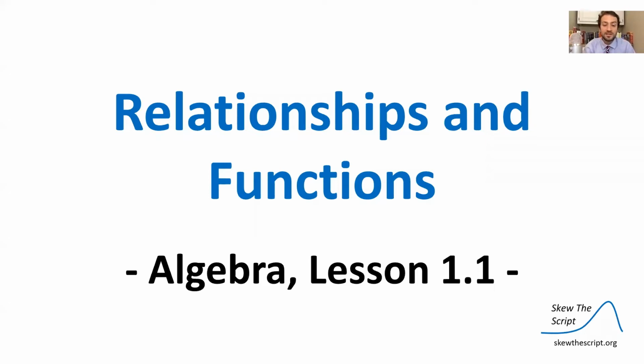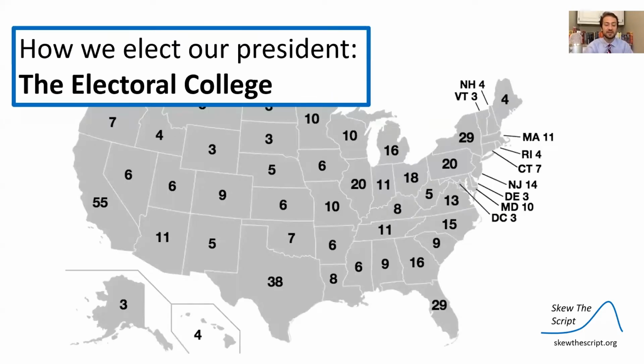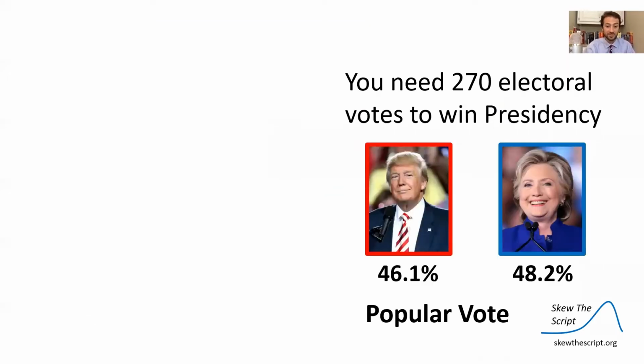Welcome into lesson 1.1 of Skew the Script's Algebra series. Today we'll be discussing relationships and functions, specifically within the context of the Electoral College, the system we use to elect our nation's president. You can see here a map of the 50 states, the electoral votes assigned to each state labeled in. Naturally, this has been used for all presidential elections in recent memory. You need 270 electoral votes to win the presidency.